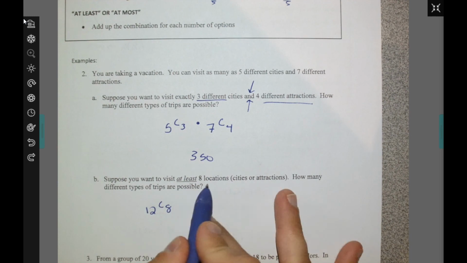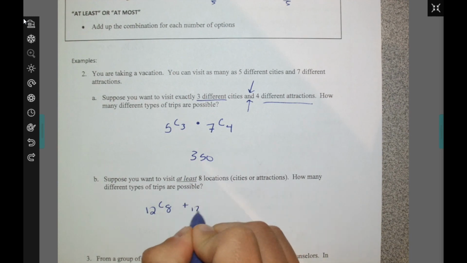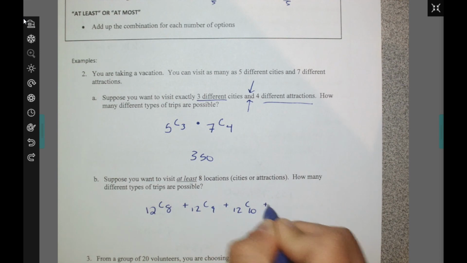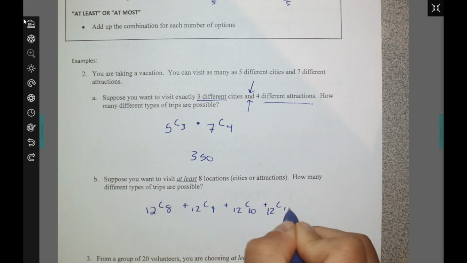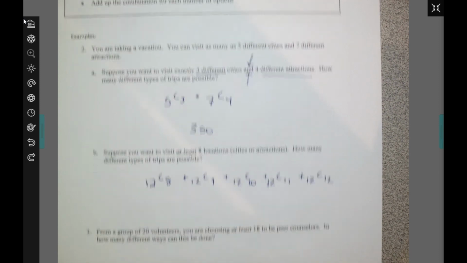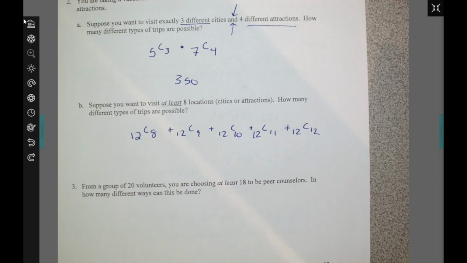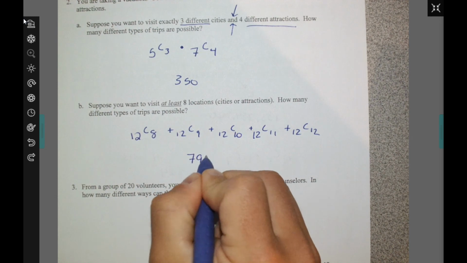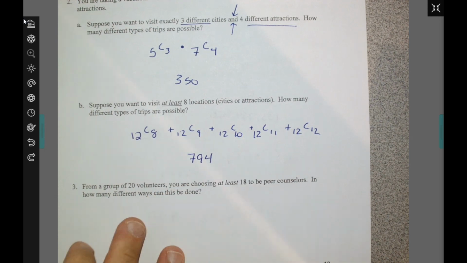And then at least 8 means that we could have 9, or we could have 10, or we could have 11, or we could go to all 12 of them because it was at least. So for that, you go ahead and you add it up. And it's going to get me to about 794 different possible trips.